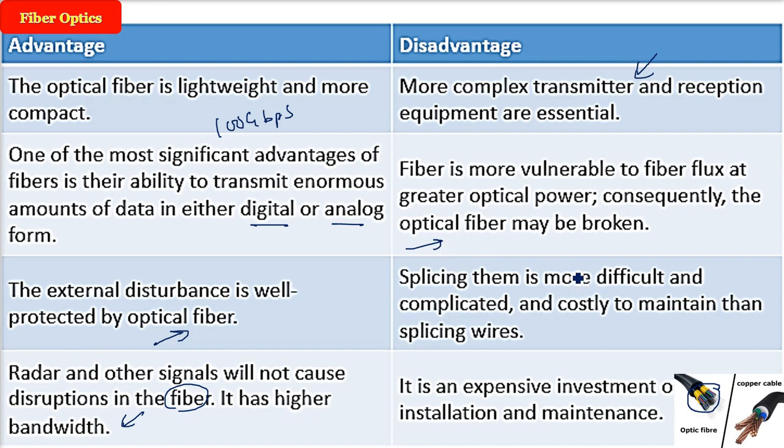Splicing, I told you 3 types of splicing are there. So how do you combine them? It can be mechanical splicing, it can be a simple connector connection, or it can be melting and joining. These are very complicated and it is very difficult to maintain the splicing. And the installation, deployment and then maintenance is an expensive investment and task.